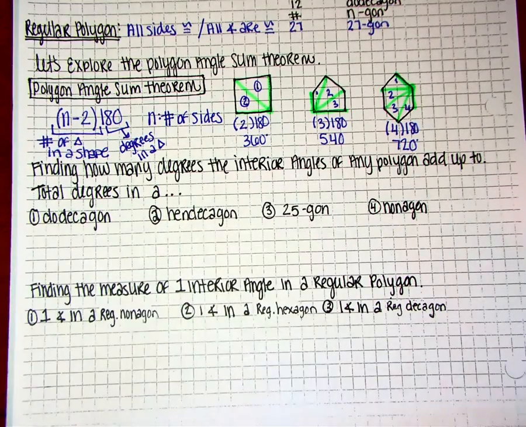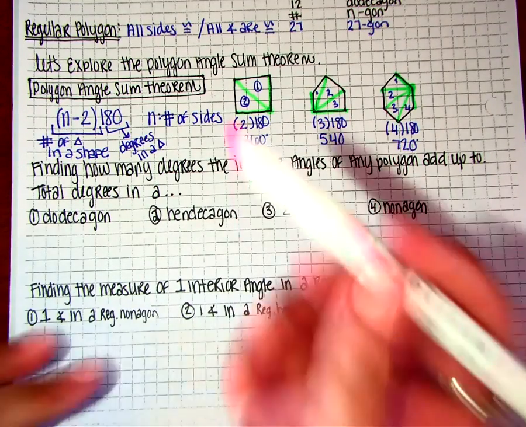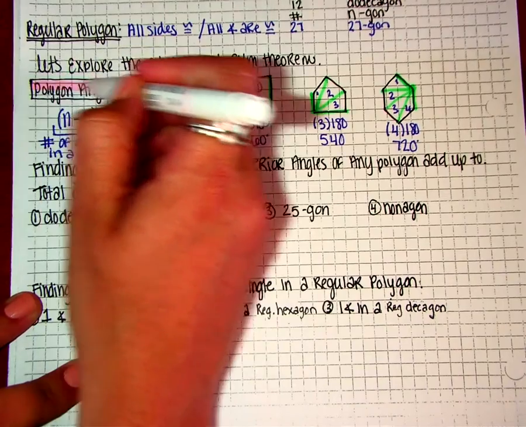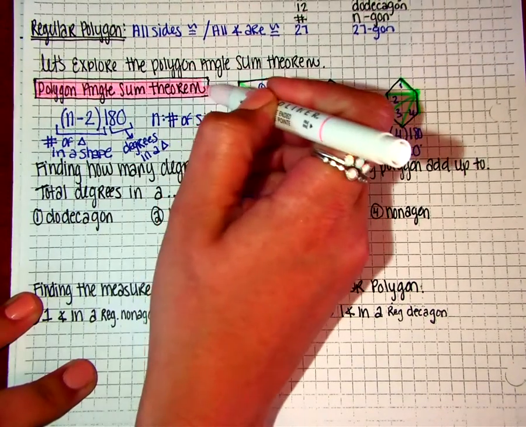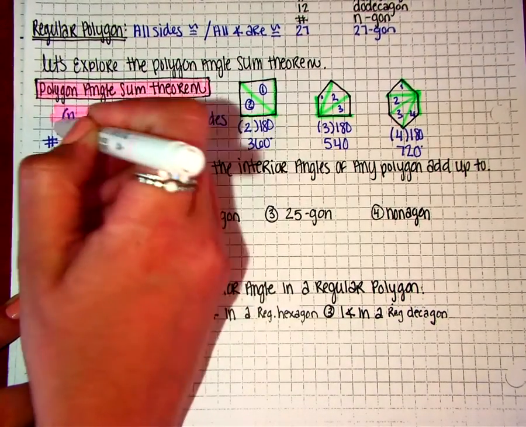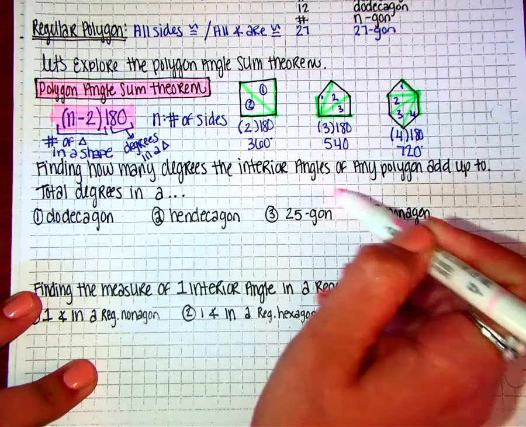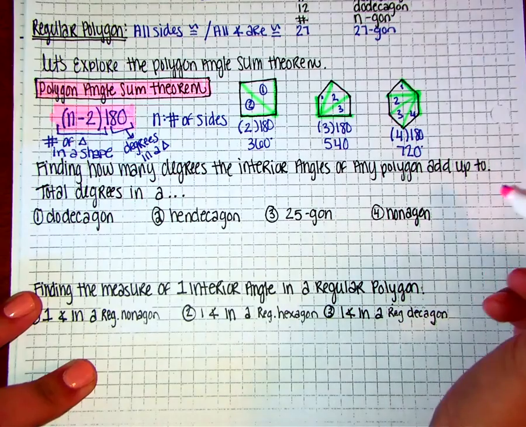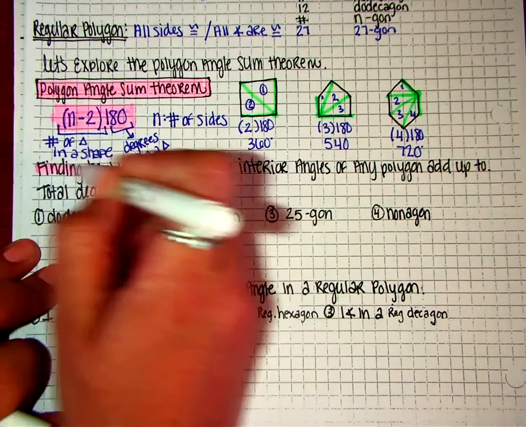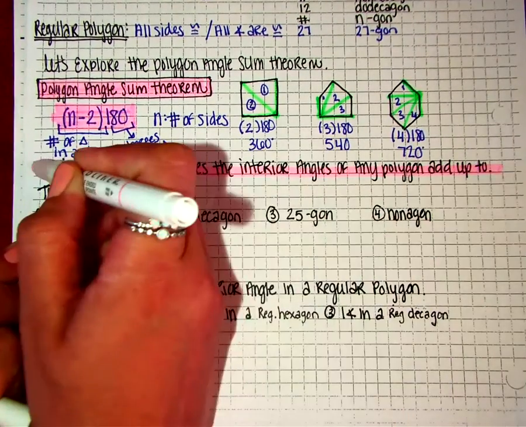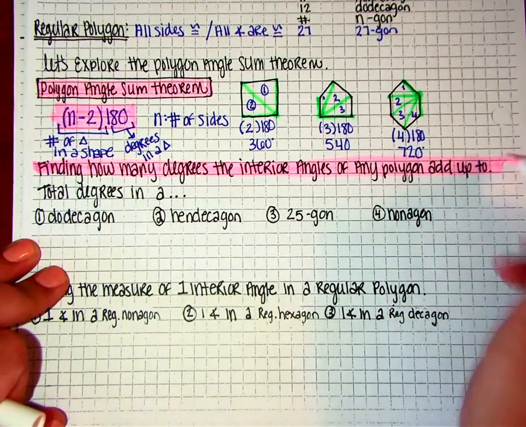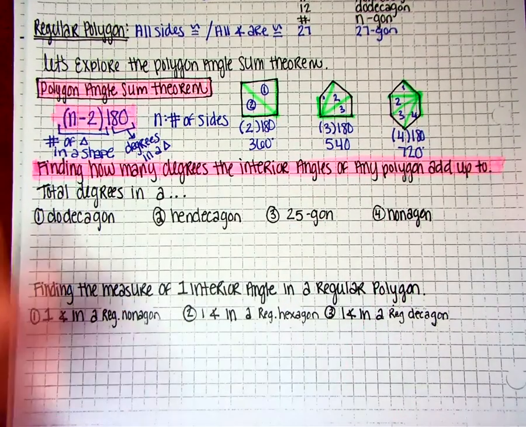So the polygon angle sum theorem is how many total degrees are in a shape. So when it says find how many degrees the interior of any polygon adds up to, I'm going to be utilizing the polygon angle sum theorem, because what that does is it finds a total.